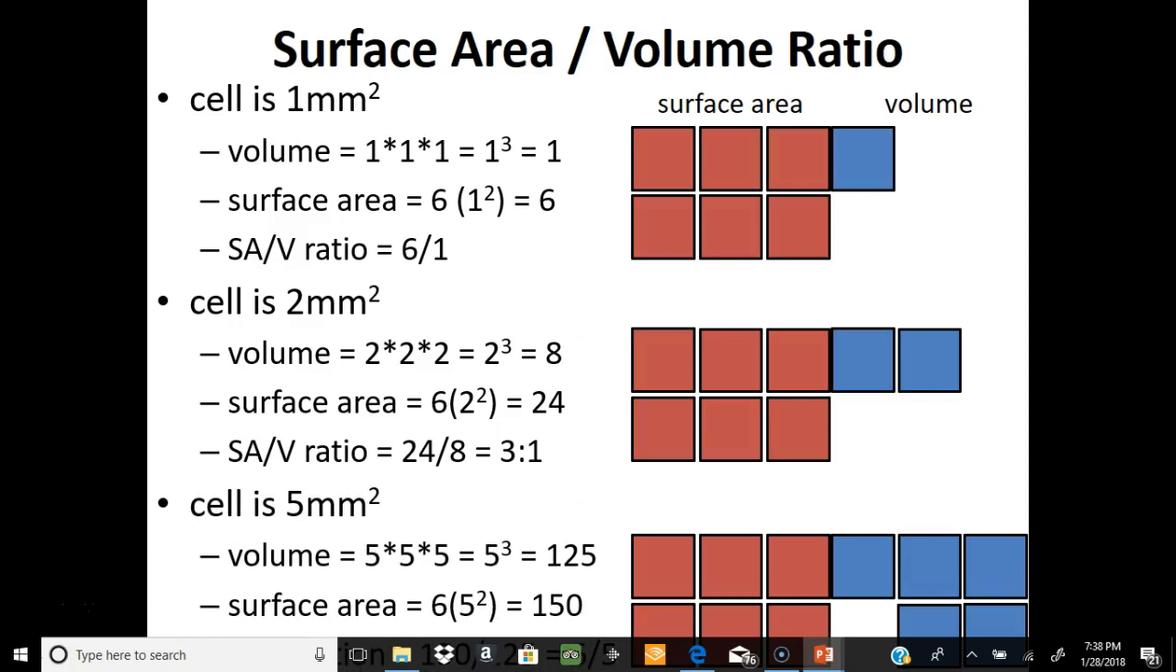Let's do a 5 millimeter cube. So with a 5 millimeter cube, we have 5 times 5 times 5 for the volume. 5 cubed is 125. The surface area is 6 times 5 squared, so 6 times 25, which is 150. And so that's an even smaller surface area to volume ratio.